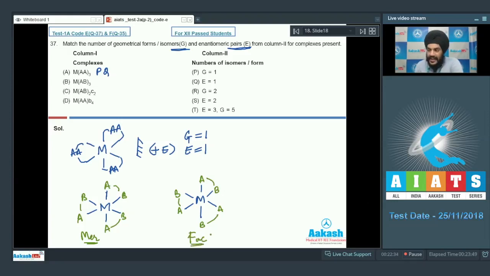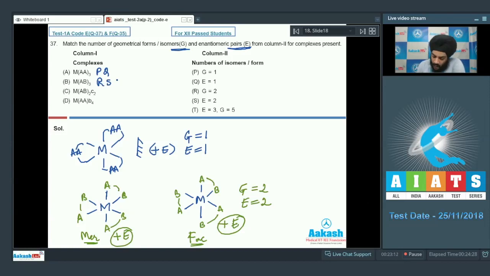Okay. So these are two distinct geometrical isomers of the complex given in option B, and both of them are optically active. So we'll have an enantiomer of the first structure and an enantiomer of the second structure as well. These do not contain sigma or i, which is the plane of symmetry and the center of symmetry respectively. So we'll have G is equal to 2, and we'll also have E equal to 2. So the complex given in option B will be matched with options R and S.